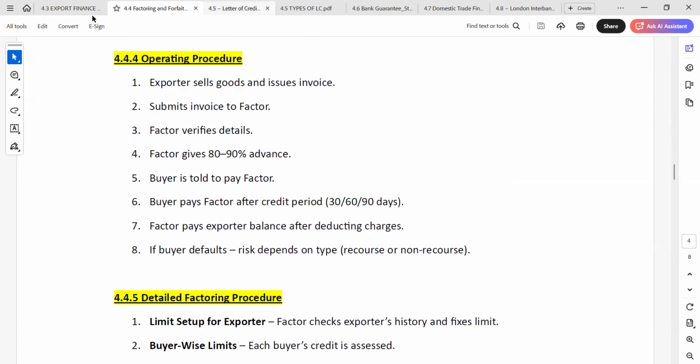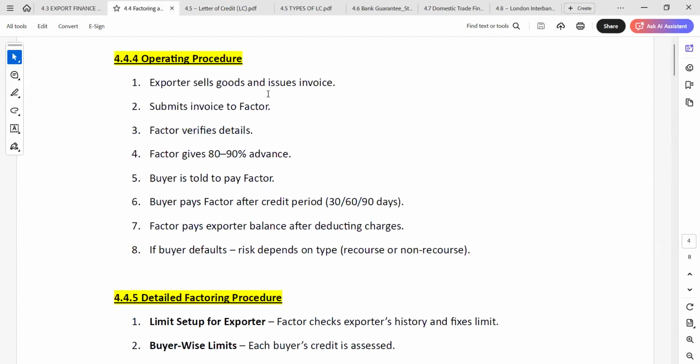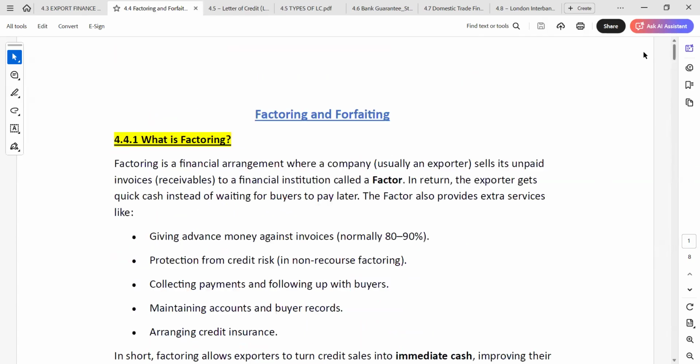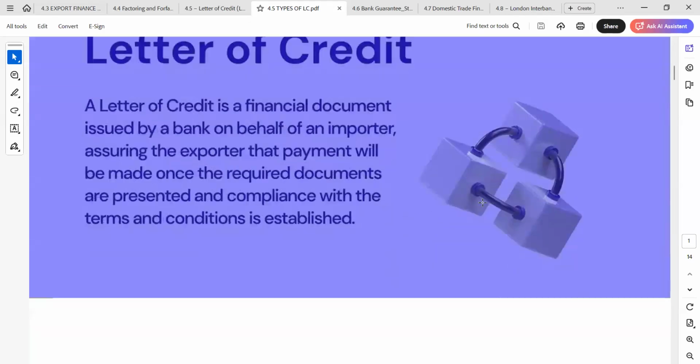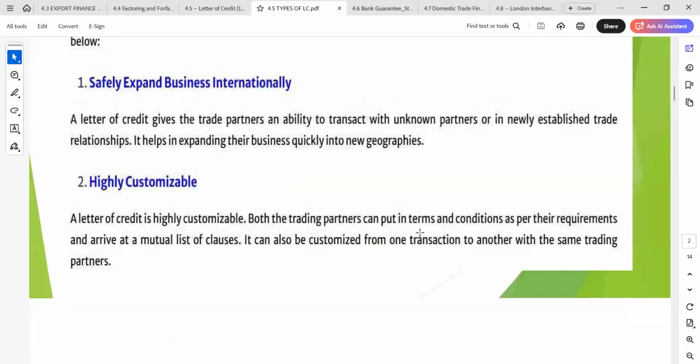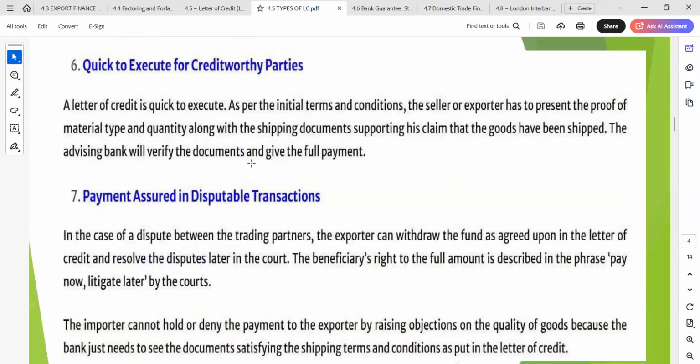Okay, the other is letter of credit, section 4.5, which is also discussed. That video is also posted in the content, and you can go through that too. Factoring and forfeiting is part of both exams, and letter of credit is also part of both exams. Types of letter of credit, this video is also available separately. You can watch that also. We have put it in sequence.